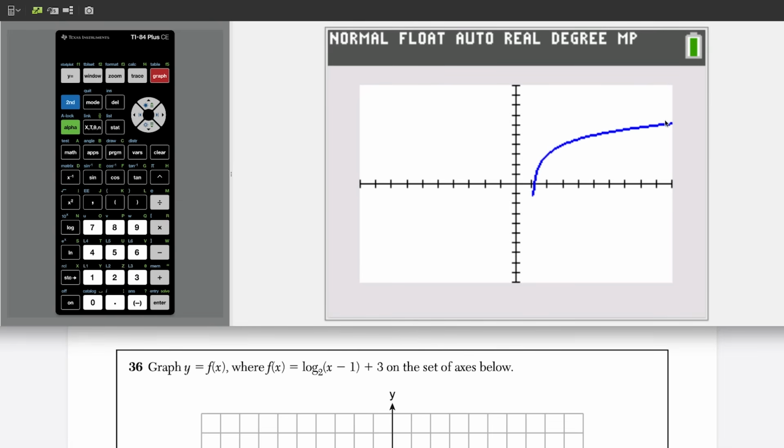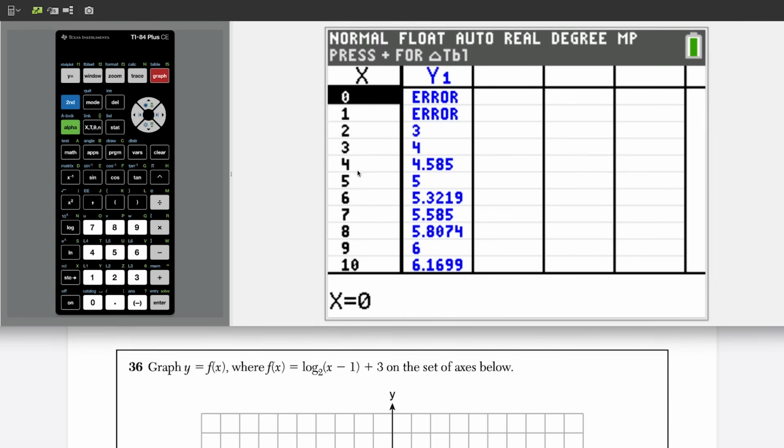And what you'll notice is that the graph seems to stop at this location, but that's not quite what's happening here. If we press second graph and go to the table, notice that the table has an error when x is 0 and x is 1. And then once we get to x equals 2, we could actually see that we're getting some values here. So we're going to borrow these values to get our graph going.